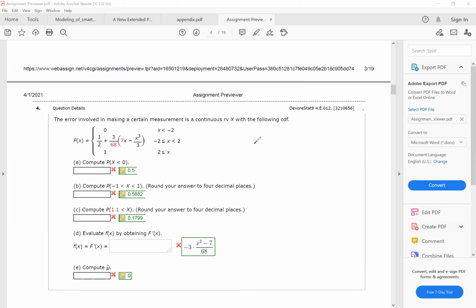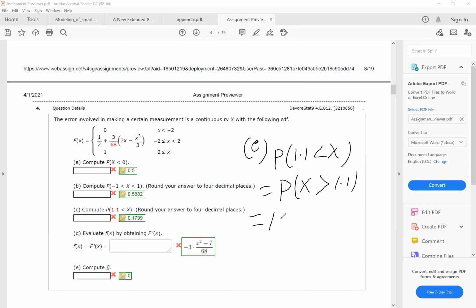Yeah, so we are doing C. This is probability 1.1 less than x. So that's been probability of x greater than 1.1. So that's been 1 minus probability of x less than or equal to 1.1. So 1 minus F of 1.1. So you'll plug in this number in F of x and simplify it, then you will find this is 0.1799.